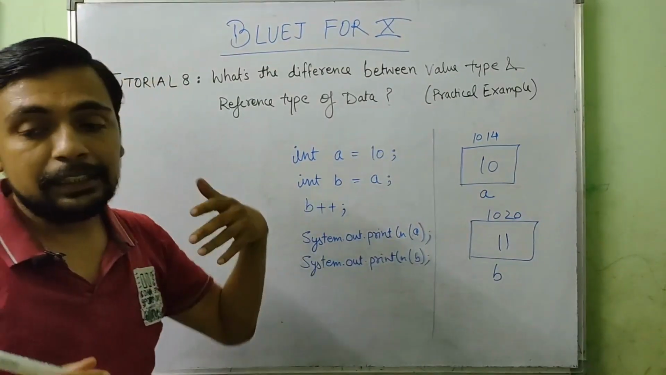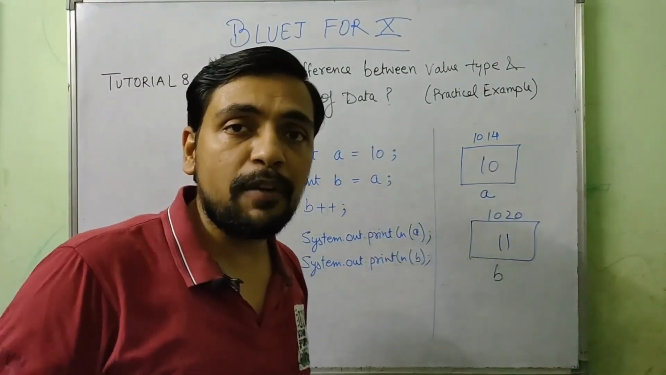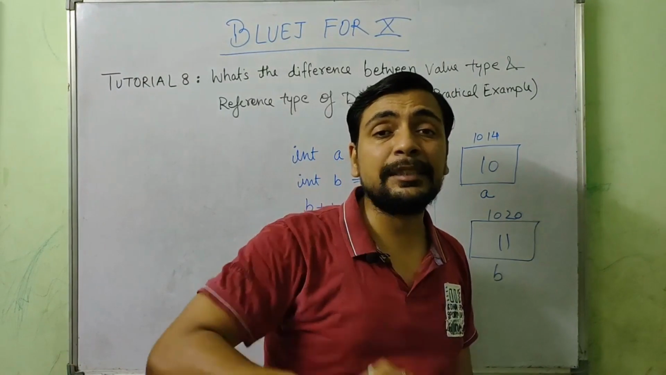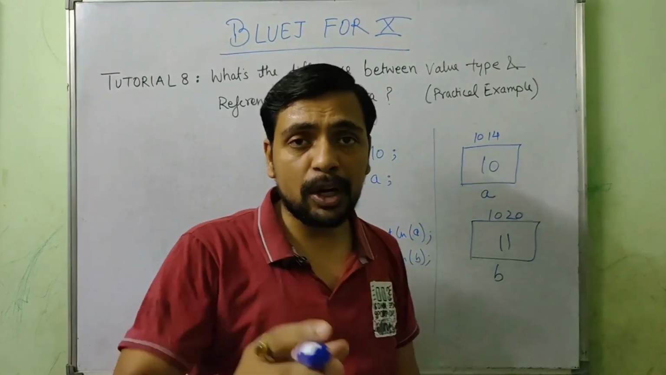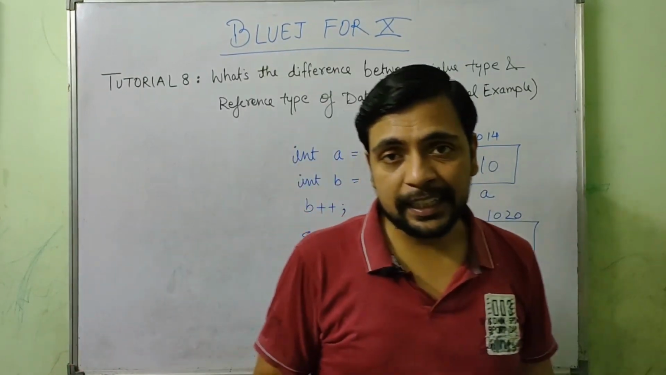Let's see another example. In that example also we will assign some value, but this example is different from this one, because in the second example we will take help of a non-primitive data type.